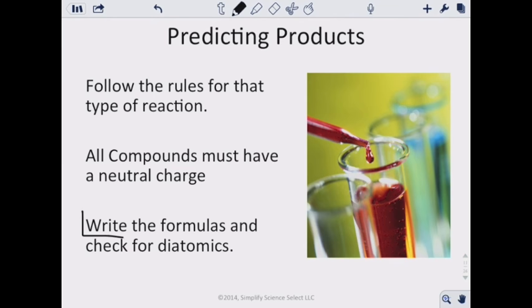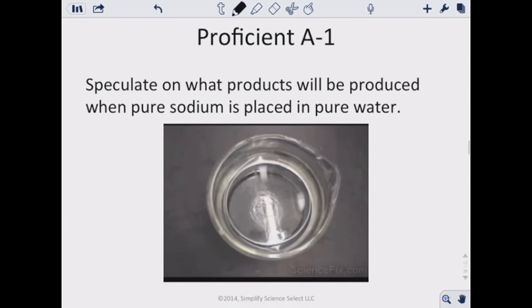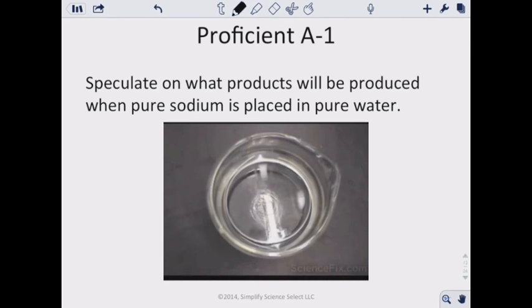So when we're writing the formulas, that's crisscrossing. Make sure that we write the formulas correctly. Make sure that we're checking for diatomics as we do this. So let's look at our first example. It says speculate on what products will be produced when pure sodium is placed in pure water. So we're trying to put pure sodium in pure water.